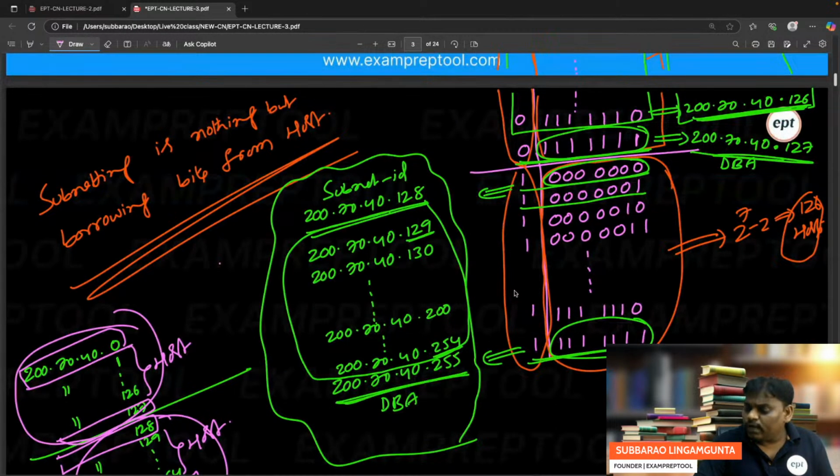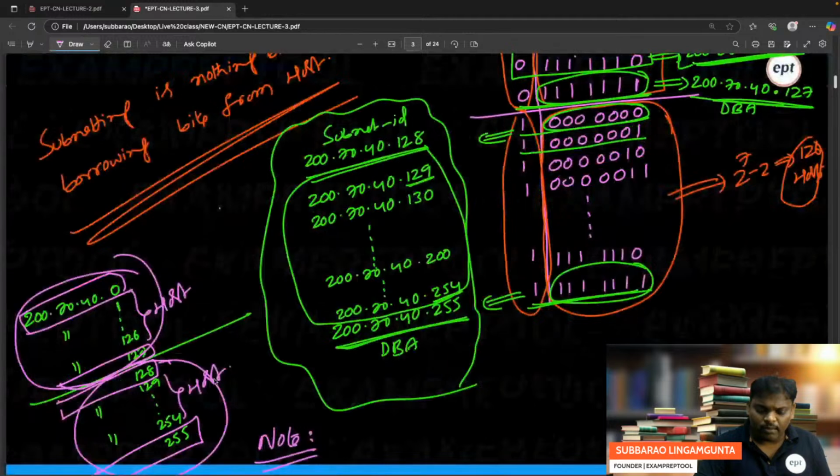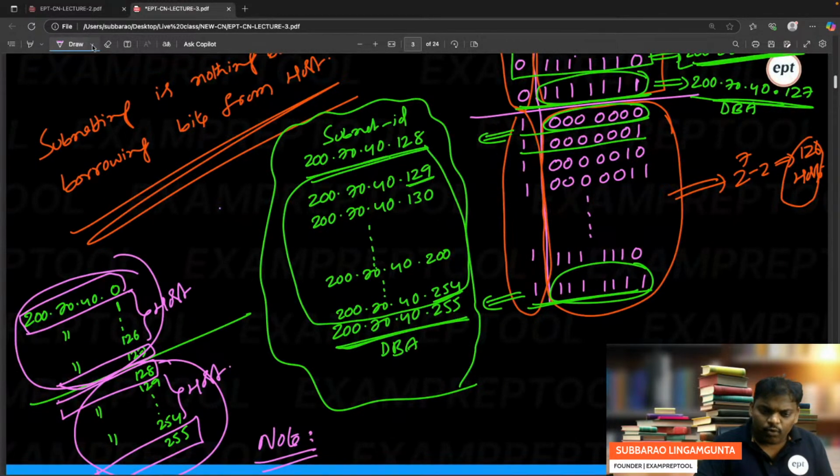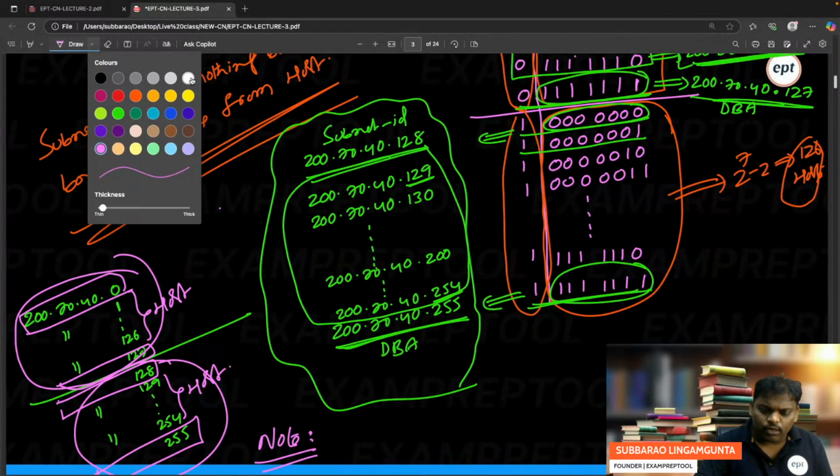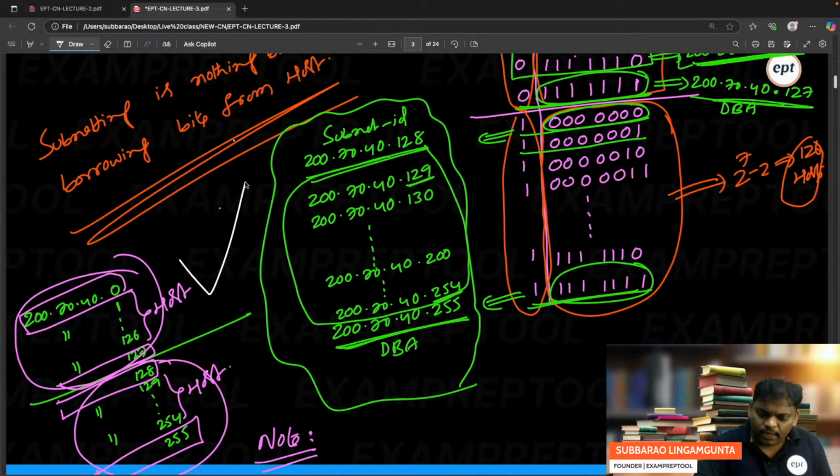Sir, is there any damage now? No damage. See this one. If I take the above one, the below one will be given to someone else. Because I want 100 hosts, I don't need both. Take either the above one or the below one. If you take the below one, the above one will be given to someone else. Other than this, nothing is there.